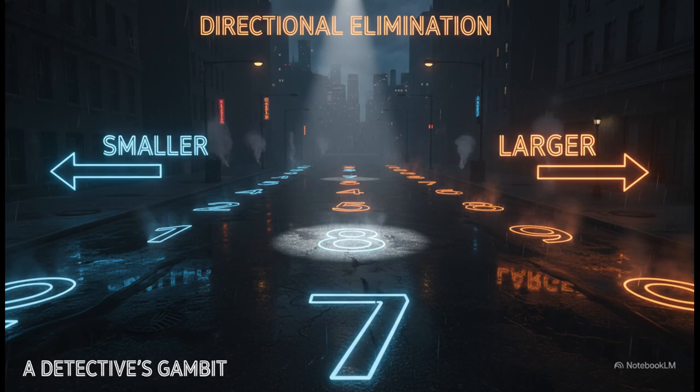So what does that sorted order actually get us? Well, it gives us this incredible power of what's called directional elimination. Think about it. If you pick any number in that array, you instantly know that everything to its left is smaller, and everything to its right is bigger. This lets us make smart, decisive moves instead of just guessing all over the place.